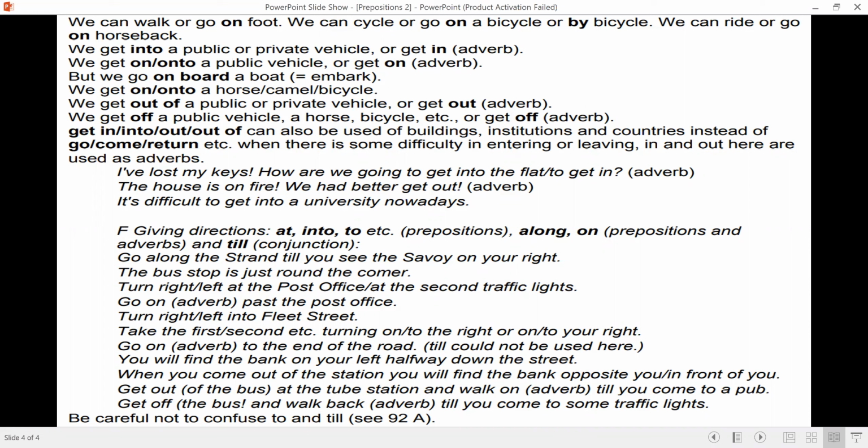We get into a public or private vehicle, or get in. When you are traveling by public or private vehicle, you can say we get into, we get on or onto a public vehicle. All right. Or get on, where on is an adverb in that case. But we go on board a boat. It does mean embark. When you embark on a journey, you can say that we go on board, or we go on board a boat.